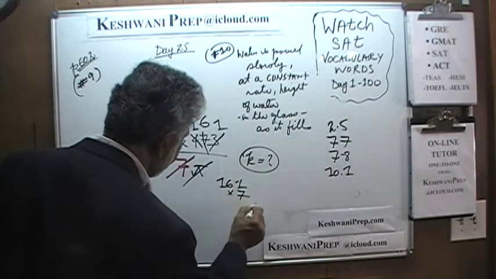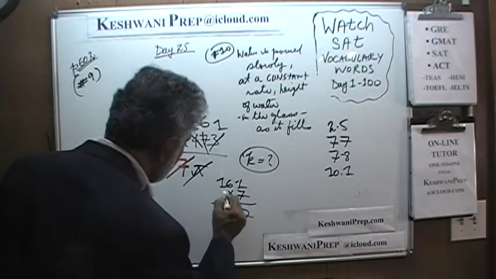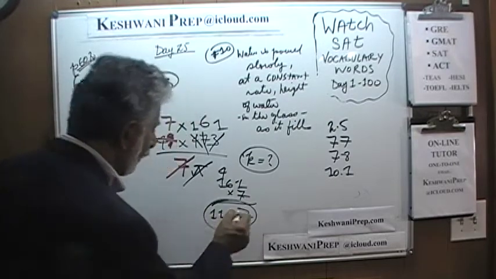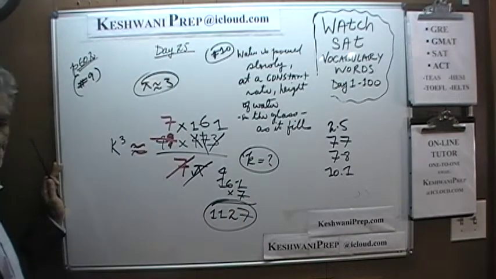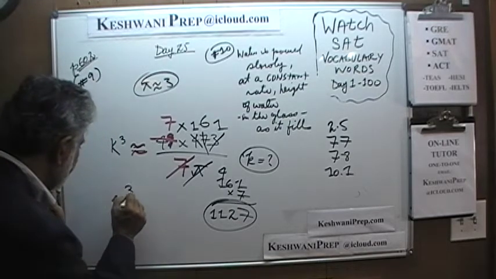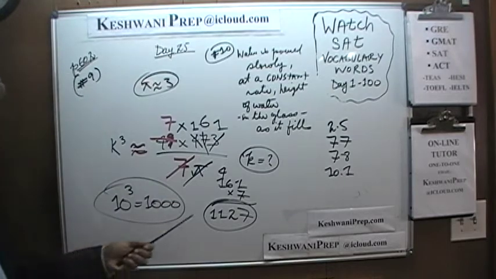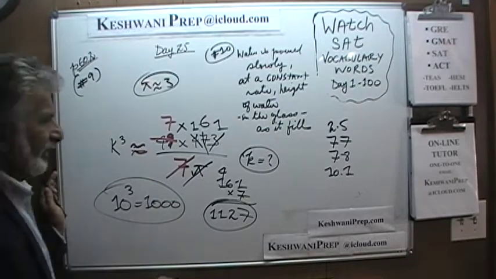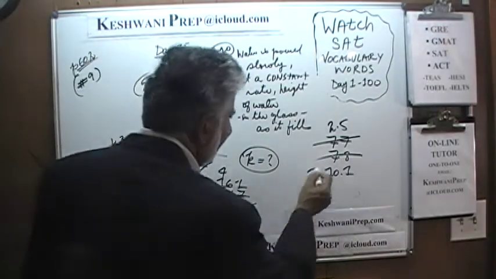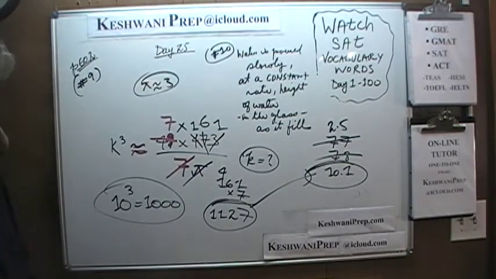161 times 7 is going to be 7. 7 6 are 42. 4, 7 plus 4. There you go, you see? It is well over 1,000. And we know that 10 cubed is 1,000. And since this is well over 1,000, it cannot possibly be 7.7 or 7.8. It has to be something a little bit more than 10, obviously. The answer is D.